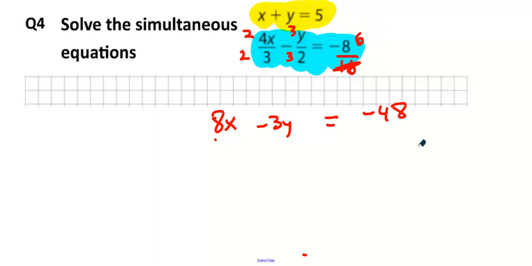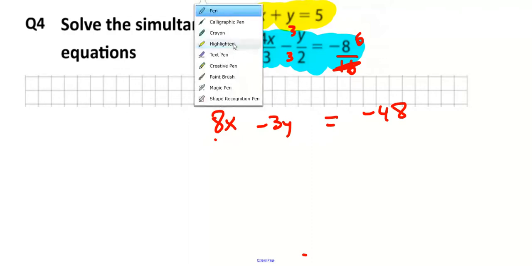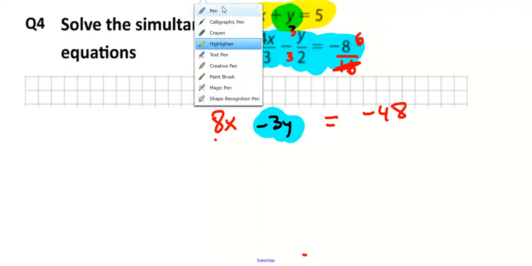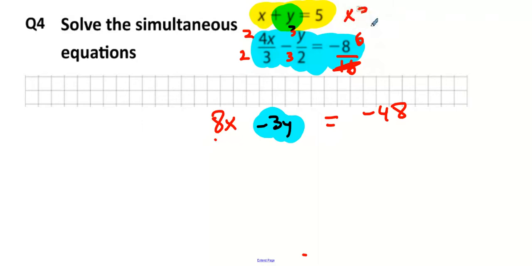Made 2 of them. Now, lads, what gets rid of a 3y? So what gets rid of a minus 3y? A plus 3y. What can I do to this to make it a plus 3y? I'm going to times the top equation by 3. And what happens when I times it by 3? 3y, 15. Nearly there now.